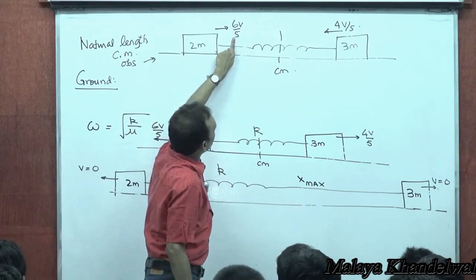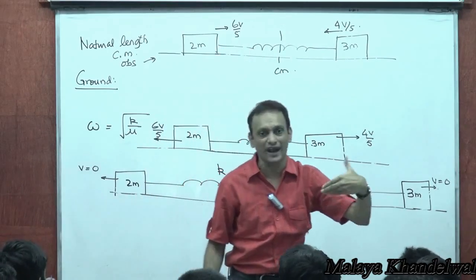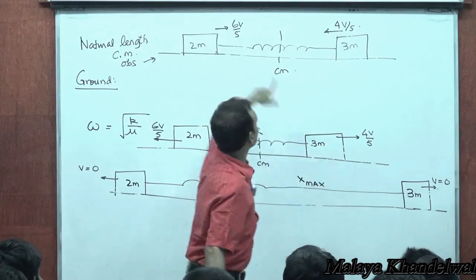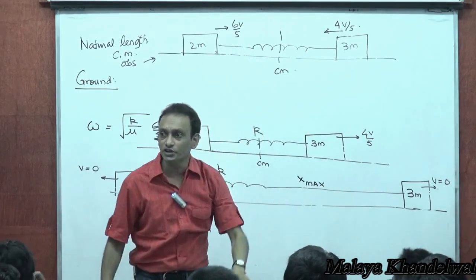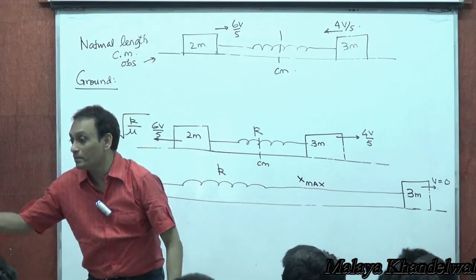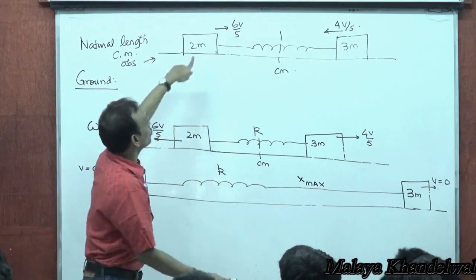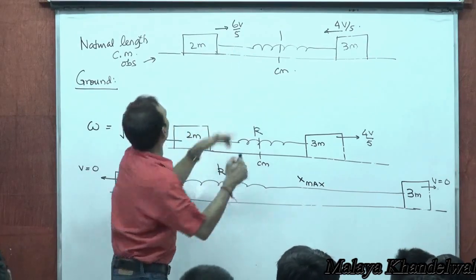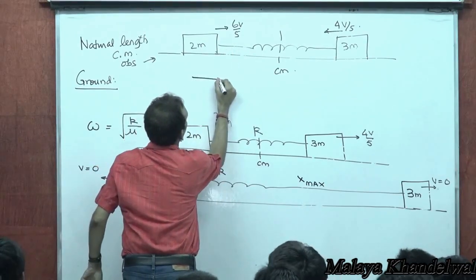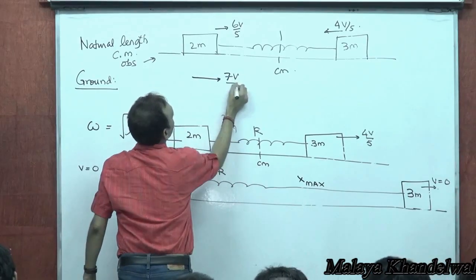Velocity of this in the center of mass plus the velocity of the center of mass, you'll have to add. Isn't it? This was the relative velocity as seen by the center of mass. Add to it the velocity of the center of mass, you'll get the velocity of the particle in the ground frame. Yes or no? So it's going to be 6V by 5 plus V by 5, that is 7V by 5 would be the velocity of 2m in the ground frame.